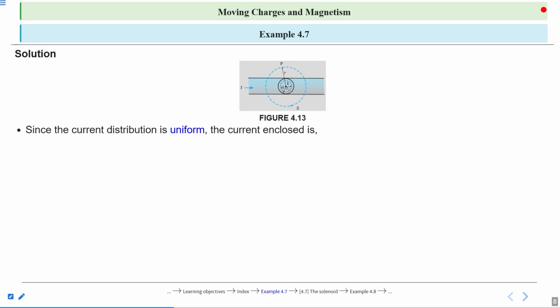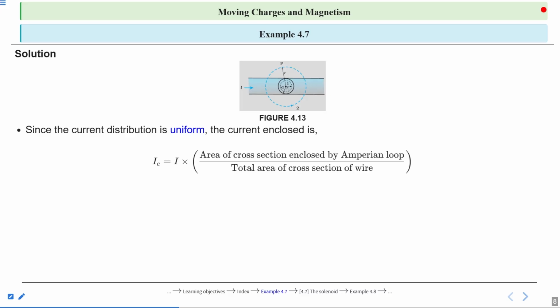Since the current distribution is uniform, as I have already mentioned, the current enclosed IE is equal to I into the ratio: area of cross section enclosed by the Amperian loop upon total area of cross section of the wire. So we have to take the ratio of what amount of area of cross section is enclosed by the Amperian loop upon the total area of cross section of the wire.